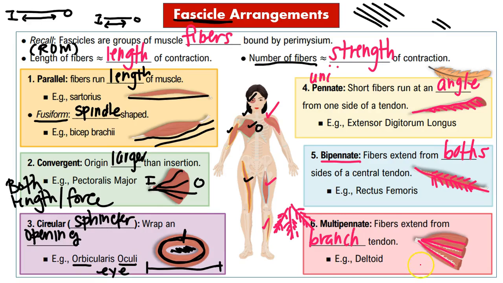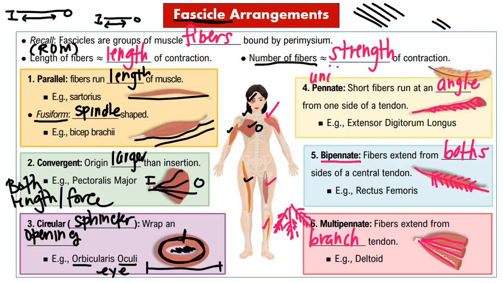So let's go ahead and get into a couple of examples to understand our fascicle arrangements. Or again, think about movement. When we're talking about movement, of course, it has to do with contraction, because we have to shorten that muscle. And the fascicle arrangement is going to tell us whether that contraction is going to be very long, or is it going to be strong, or both.